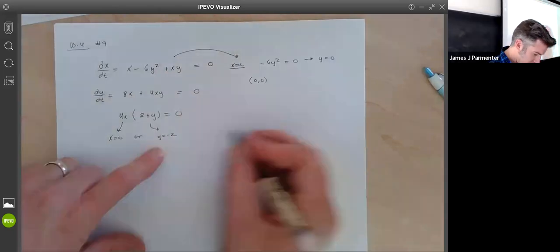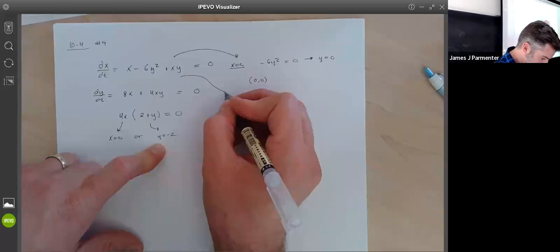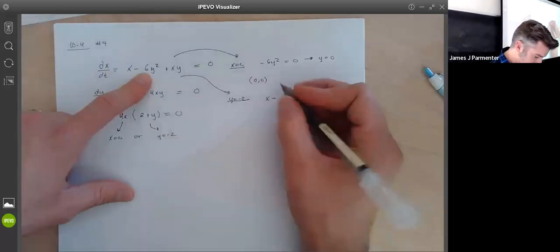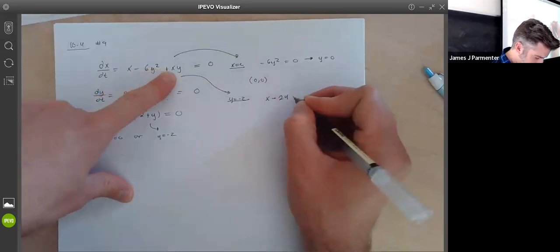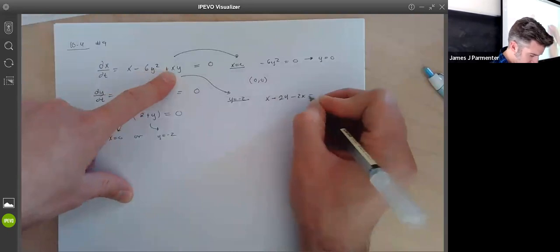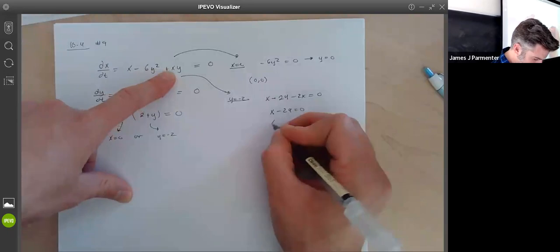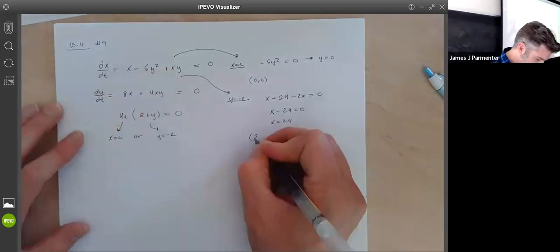And then if y equals negative 2 for this equation, well, then I'm going to get x minus 6 times 4 is 24, minus 2 times x equals 0. So it looks like I have x minus 24 equals 0. So it looks like I have x equal to 24. So it looks like my other equilibrium is 24 comma negative 2.